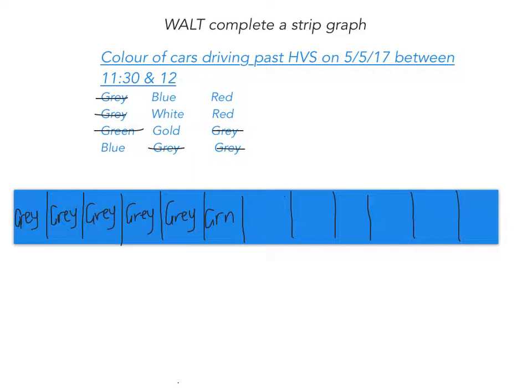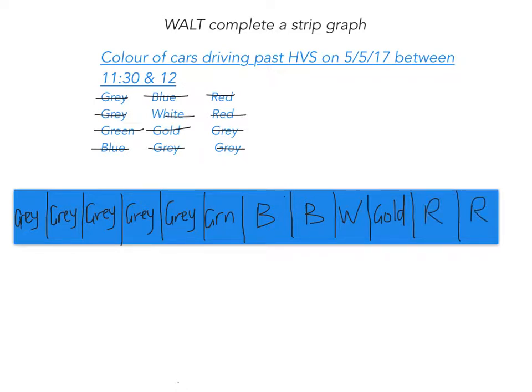The next piece of data I've got is a blue car, so no other colours starting with blue, so I can just do a B for blue. The next colour car is white, so I can cross that off. Gold, again starting with G, so I'm going to have to give a little bit of extra information. And then to finish, I've got two red cars.